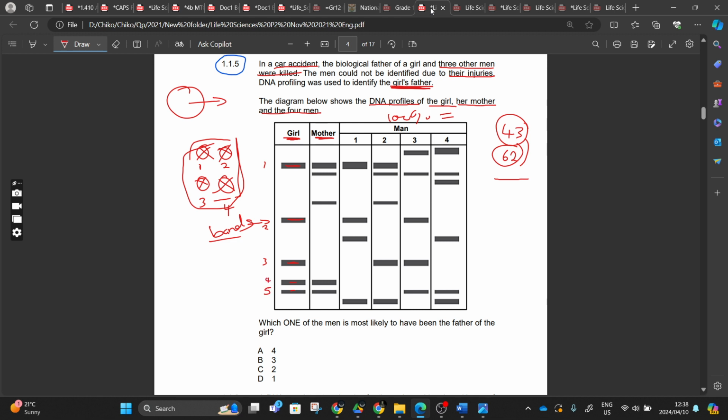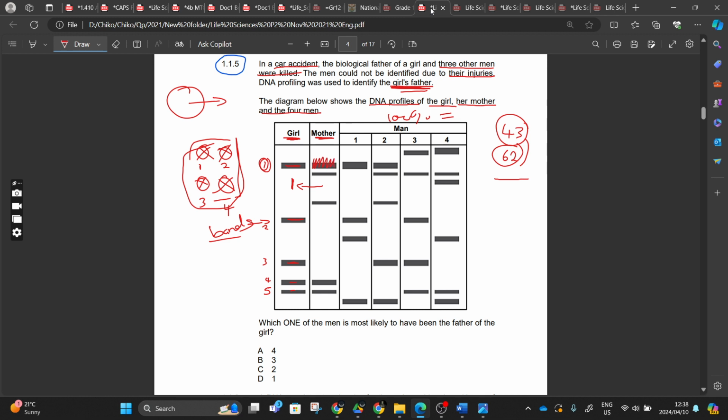So we also sampled the mother's DNA. Why are we sampling the mother's DNA? Because we only want the father's DNA and the girl's DNA. This mother's DNA is to remove the bars here that the girl inherited from the mother. So from this, we are going to say this band number 1, we can conclude that she inherited it from the mother, right?